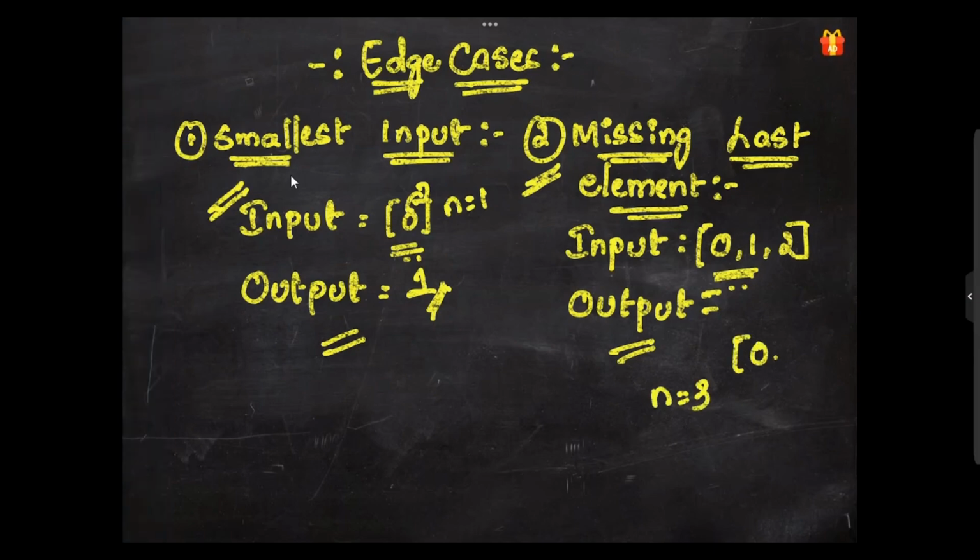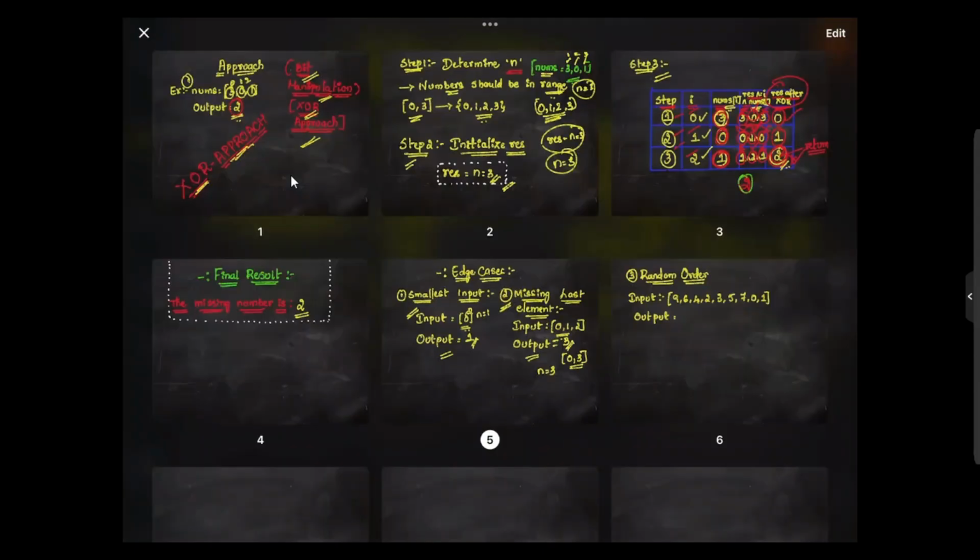So this is from 0 to 3, right? So 3 is not present. So 3 is the missing number that we need to return here in this case, right? I hope this is clear. Missing number is 3 here. So let's go with the third edge case here.